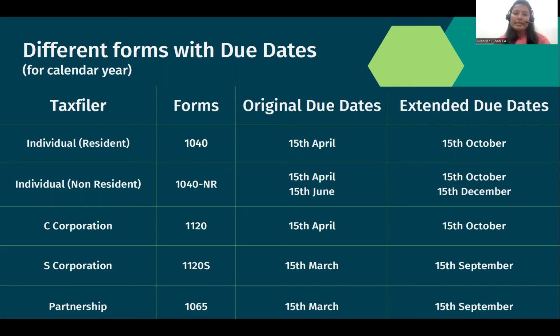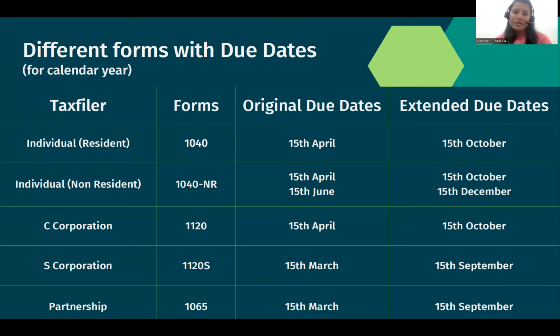So I just created this table with these calendar year taxpayers, right? Slowly and gradually we will see which form each and every tax filer needs to file, what the original due date is and what the extended due date is. Now you must have a question: what is the meaning of original and extended due date? Well, the original due date is the date within which you have to file your tax return. But somehow, if you are not able to file by this original due date, you can take advantage of an extension.